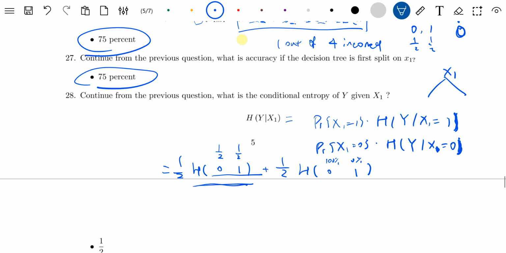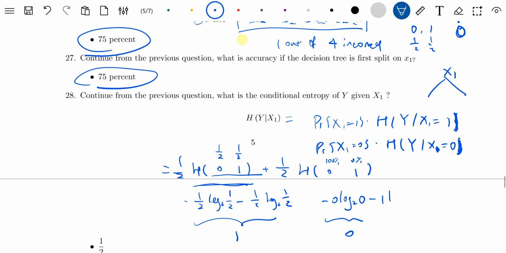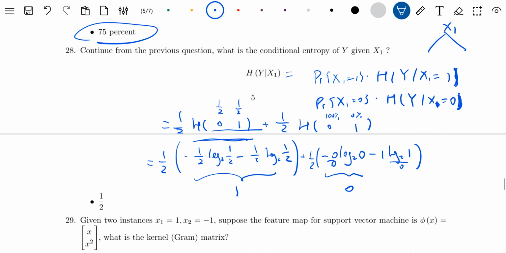So the entropy for this is just half log to half minus half log to half. But you should remember that this is the maximum entropy binary variable, so this should be 1. You can check it. And this is a certain random variable, so the entropy must be 0, but you can write out the expression as well. So 0 log to 0 minus 1 log to 1, and this is 0, this is 0, so it's 0 as well. So basically you have half times this plus half times that, so you get half, and that's the answer.